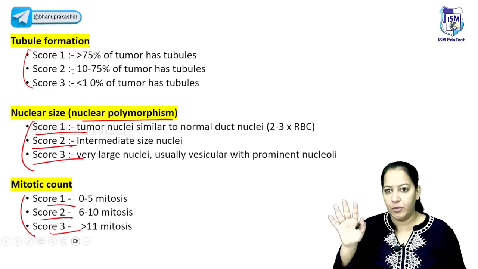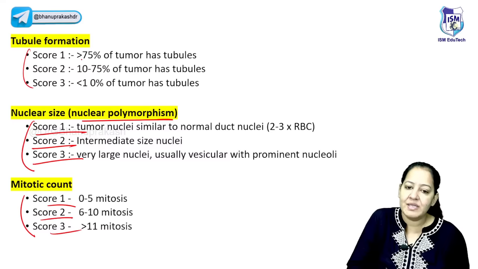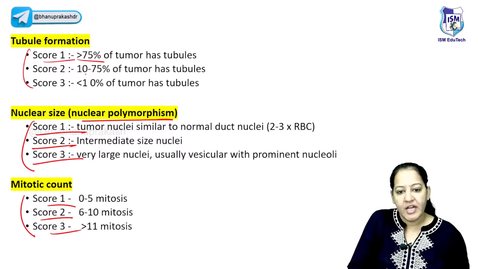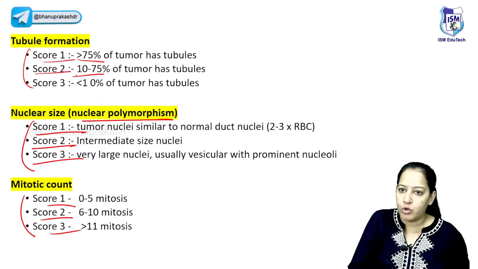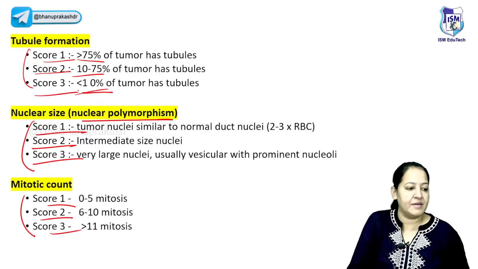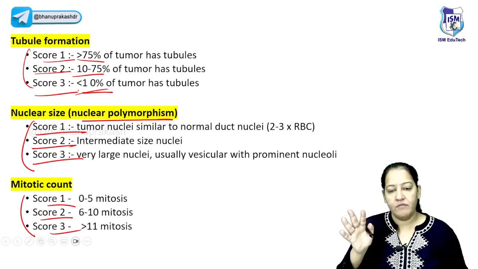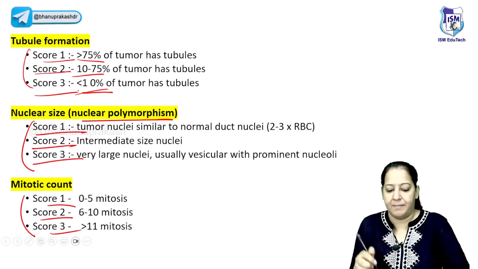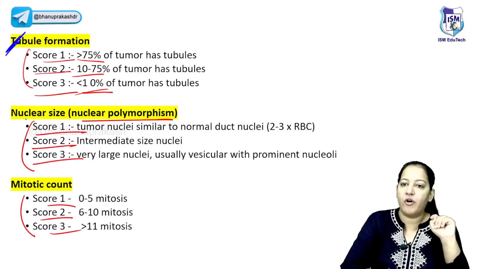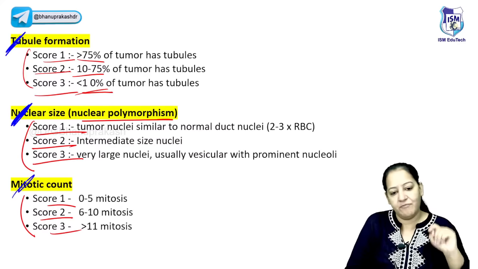Normal breast has abundant tubules. If tubules are still retained, more than 75% tubules are present, it's score 1. If only 10 to 75% are present, it's score 2. And if less than 10% tubules are present, it's score 3. So depending on the tubule formation, we also give the scoring. This is known as TNM. T for tubule formation, N for nuclear size, M for mitosis.